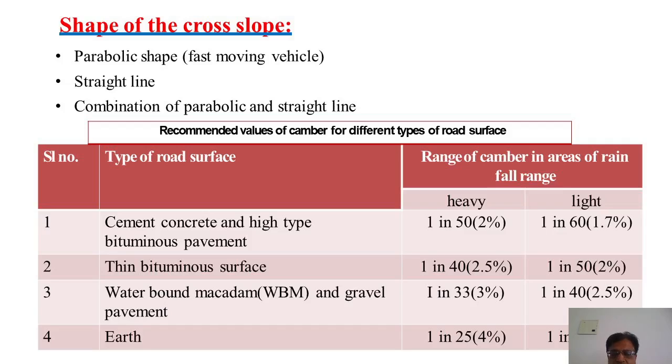Water bound macadam, 1 in 33 or 3%, and 1 in 40. Earthen, 1 in 25 or 4%. So this is very important, right? The different types of pavement surface, and also depending upon the heavy and the light rainfall area, you are providing the camber percentage. Usually you will be providing 2 to 3% depending on the type of pavement and also the rainfall area.